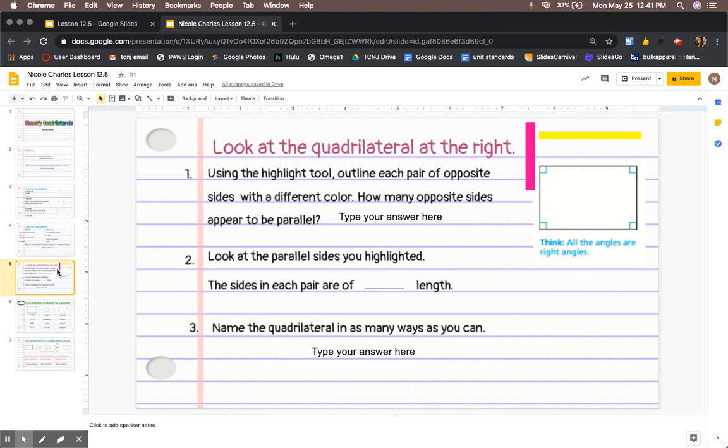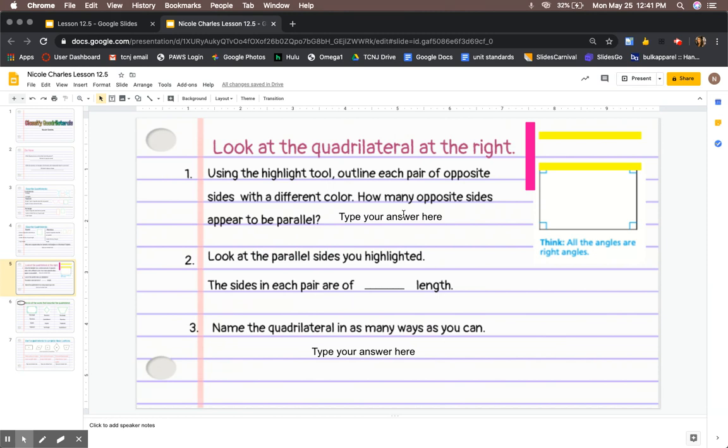Now on slide 5, we have: look at the quadrilateral on the right. We're talking about this shape right here. Using the highlight tool, outline each pair of opposite sides with a different color. How many opposite sides appear to be parallel? I made it easier so we can just click and drag. For example, we're going to be dragging this yellow one here, and then there's another yellow one, and then there's 2 pink ones. So you're going to be highlighting the different sides, and then typing in how many opposite sides appear to be parallel.